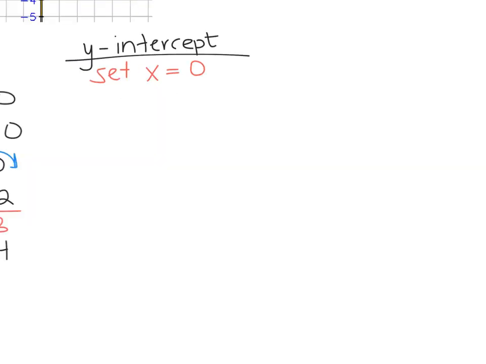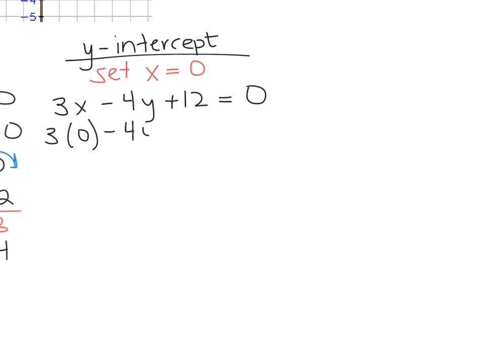To solve for your y-intercept, remember that you want to set your x value equal to 0. So I'm going to recopy out the equation, 3x - 4y + 12 = 0. And this time, in the place of x, I'm going to substitute 0. If I simplify that, 3 multiplied by 0 is 0. So that's going to just leave me with -4y + 12 = 0.